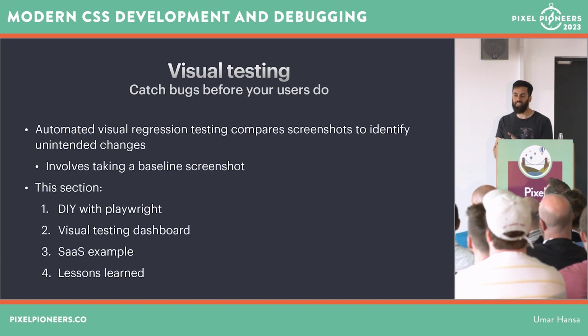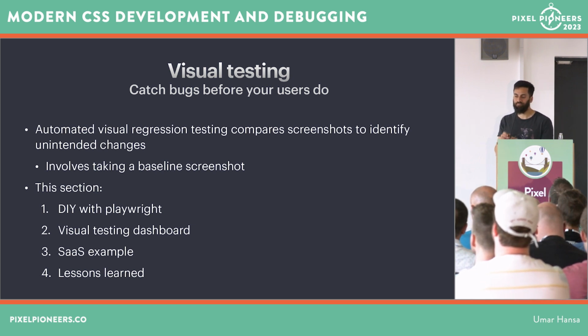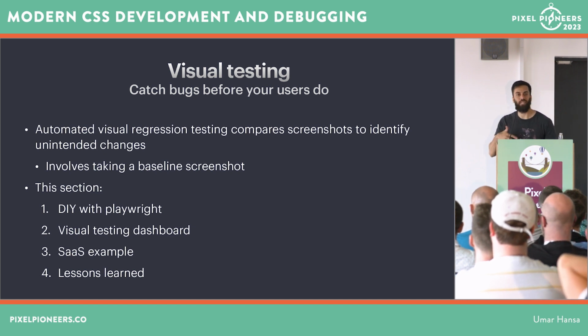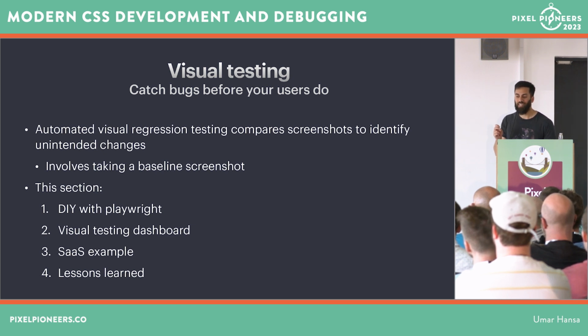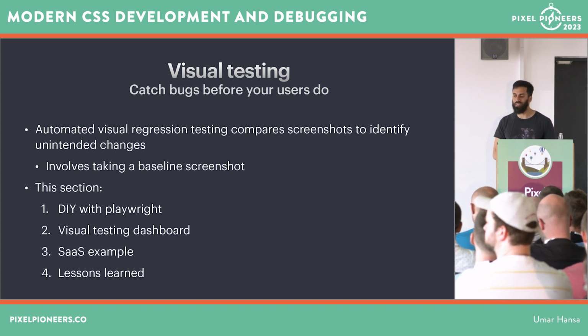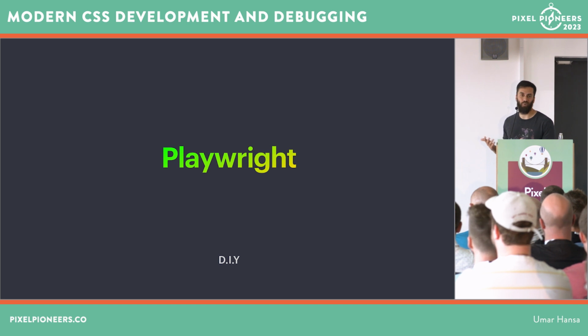The general process involves taking a baseline screenshot, and then every time you commit code, every time you make a pull request, you take more screenshots, and then you compare the two, and you ask yourself, have we gotten worse? Not have we gotten worse, are we different? And if we are different, maybe that should require some manual intervention. We're only going to talk about these 4 approaches very quick, and again, totally breezing through these. A DIY approach for Playwright, a dashboard example, a cloud-based solution, and a few lessons that I've learned doing visual testing over the years.